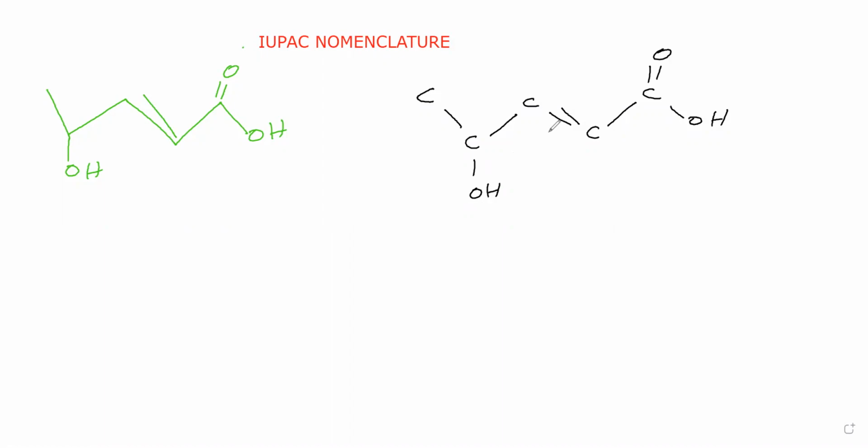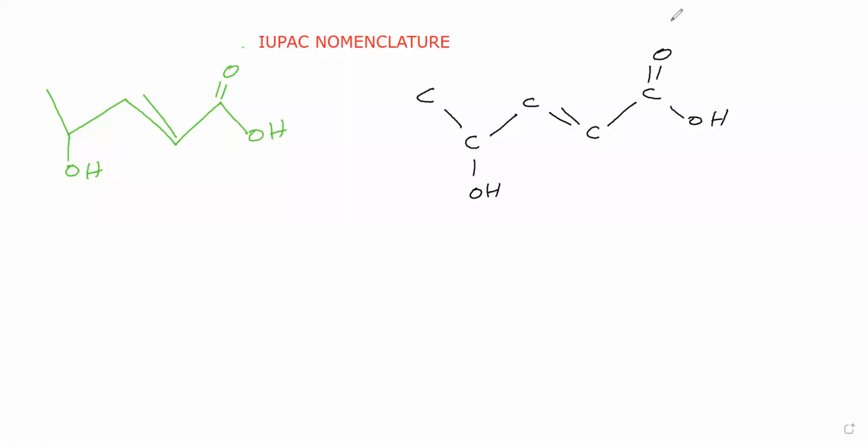Out of these functional groups, which gets highest priority? Carboxylic acid gets first priority. Therefore, it is the main functional group. So it comes under secondary suffix. Next priority is alcohol. Alcohol is a substituent. It comes under prefix. CC double bond comes under primary suffix. Okay. Now we will give numbering.